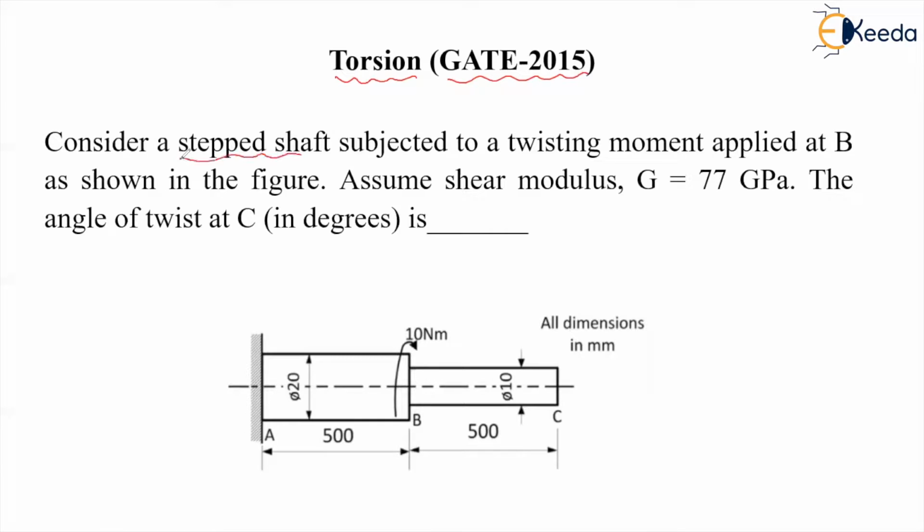There is a stepped shaft. You can see the stepped shaft here, with a diameter of 20 mm in one section and a diameter of 10 mm in the other section. The lengths of AB and BC are the same, and a torque of 10 Newton meter is applied at point B. We have to find out the angle of twist at point C. So let us solve this question.